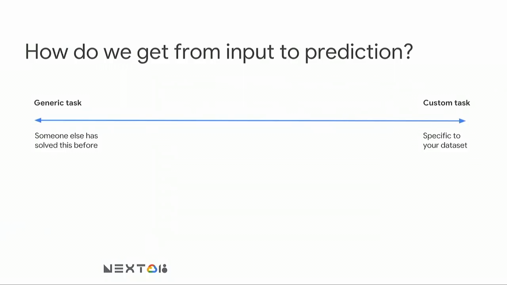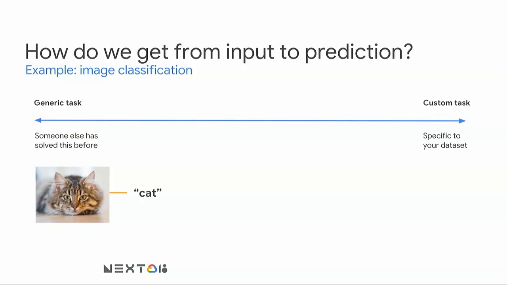But how do we actually get from input to prediction? This is going to depend on the type of problem you're solving. I like to think of it along a spectrum. On the left-hand side, let's say you're solving a generic task, something that someone has already solved before. On the opposite side of the spectrum, maybe you're solving something very custom that's specific to your data set. Let's think of this more specifically in terms of image classification. For example, let's say we have this image of a cat. The input to our model is the pixels in the image, and we want our model to output the label that there's a cat in this image.